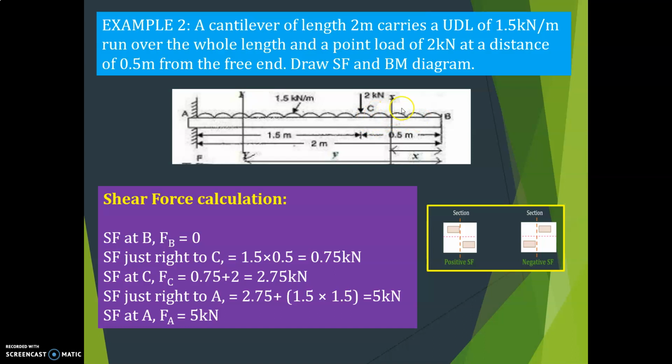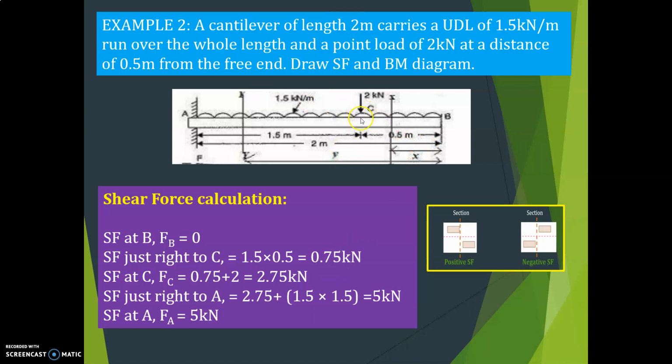See here, there is one UDL which is acting here, right to C, at a distance of 0.5. So what is that now? Shear force just right to C is, load is UDL of 1.5 kilonewton per meter, 1.5 into 0.5, because you are considering right to C, that is 0.5. Okay, 1.5 into 0.5, that is equal to 0.75.